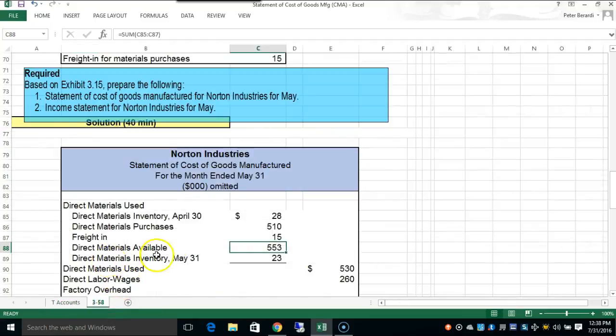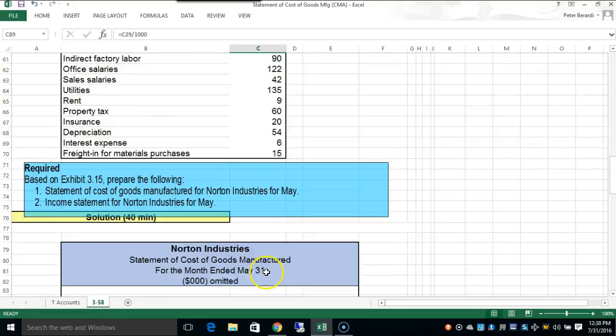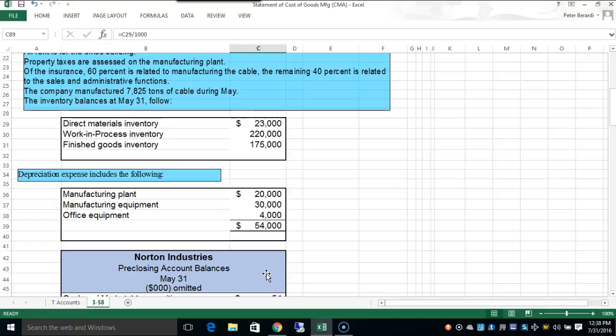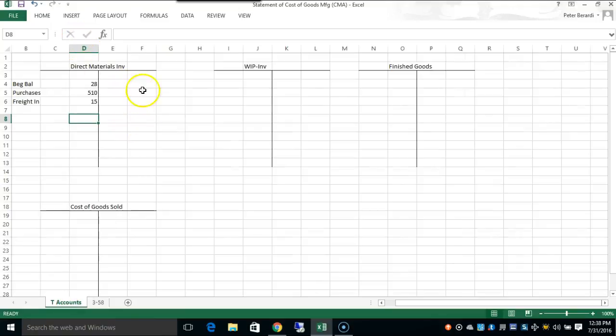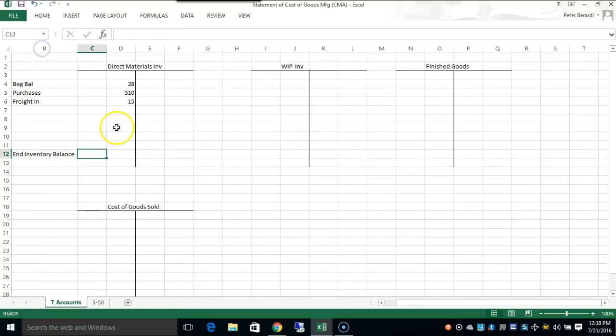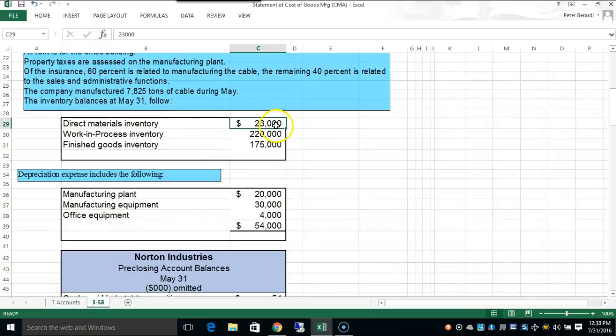Now, we must subtract our direct materials ending inventory on May 31st, which is given to us right here, 23K. So your T account for ending inventory is given to us in the problem as 23,000 as of May 31st.